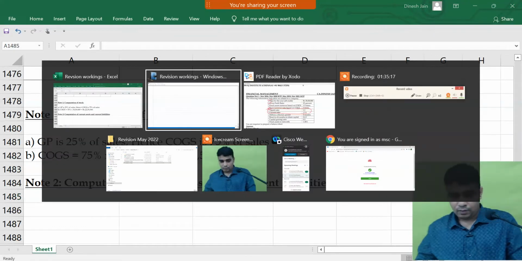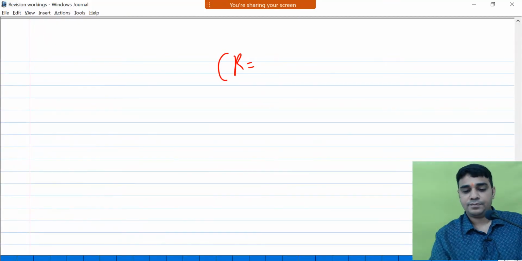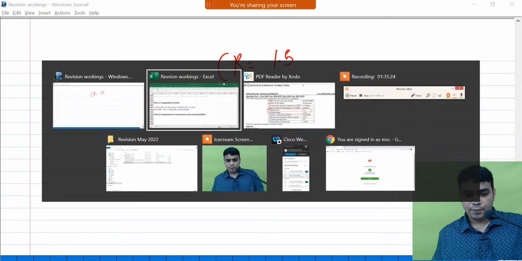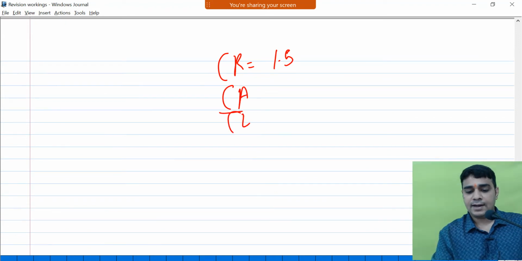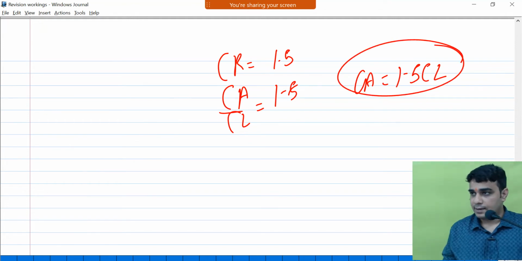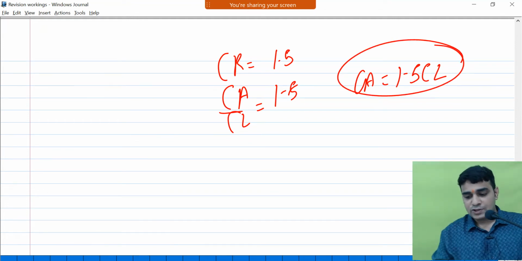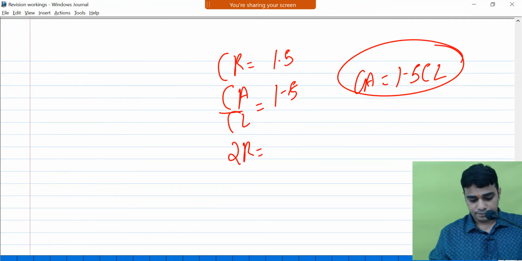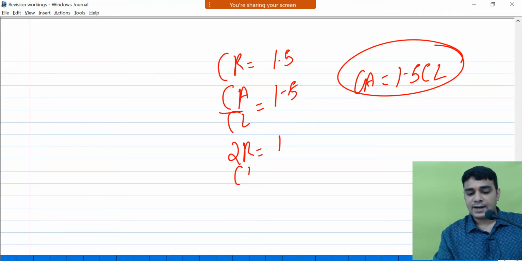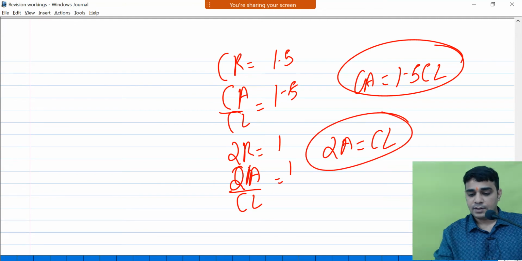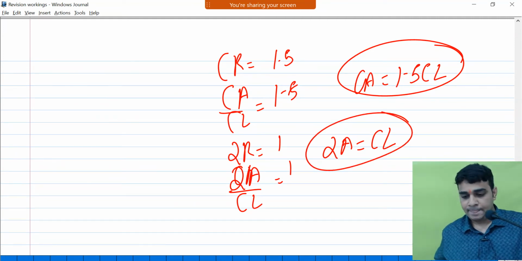Now, what I have is the current ratio, which is 1.5 is to 1. So current assets by current liability is 1.5. Current assets is equal to 1.5 CL. I also have the quick ratio. Liquid ratio or quick ratio, whatever name you want to give, is 1, which is quick assets by current liability. Quick assets by current liability is 1, so quick assets is equal to CL.